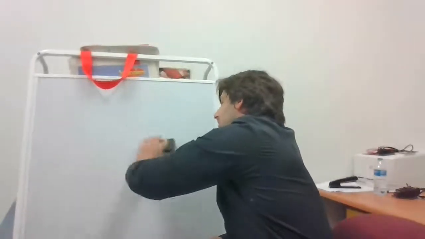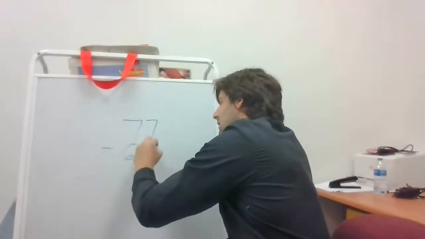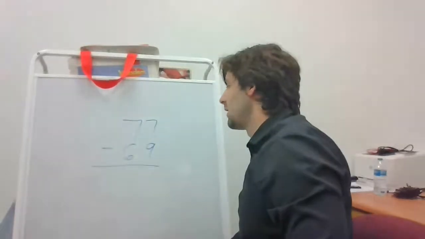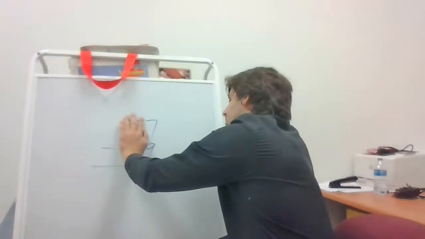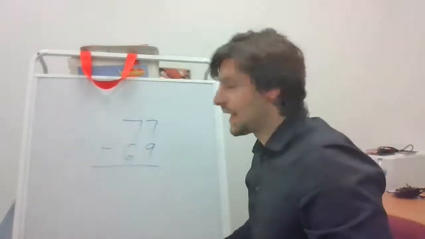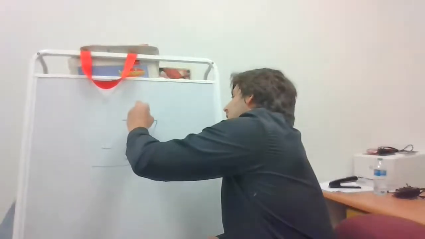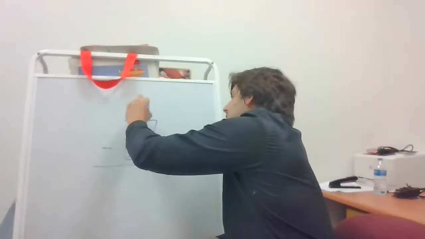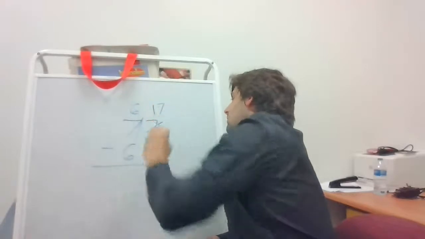All right, problem number 3. Again, after 5 problems, I'm going to play some basketball. 77 minus 69. All right, so again, we always want to look at the ones place, make sure the top number is bigger. If the top number is not bigger, then we need to regroup. 9 is bigger than 7. We cannot take away 9 if we only have 7 to start with. So we're going to take a 10 from the tens place. The 7 in the tens place is going to become a 6. The 7 in the ones place is going to become a 17 because we're adding 10 to it.